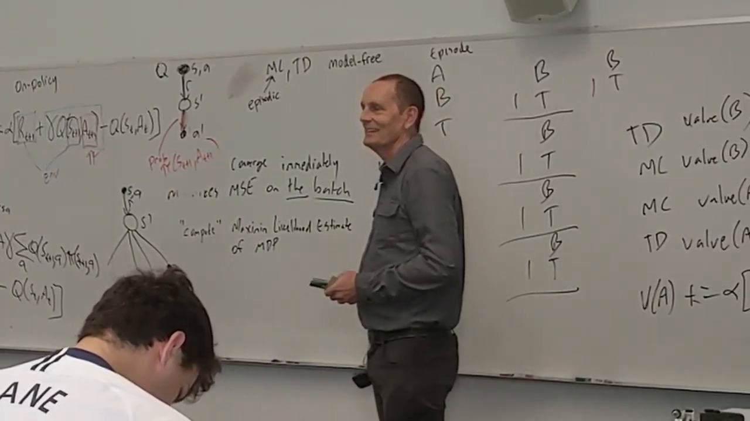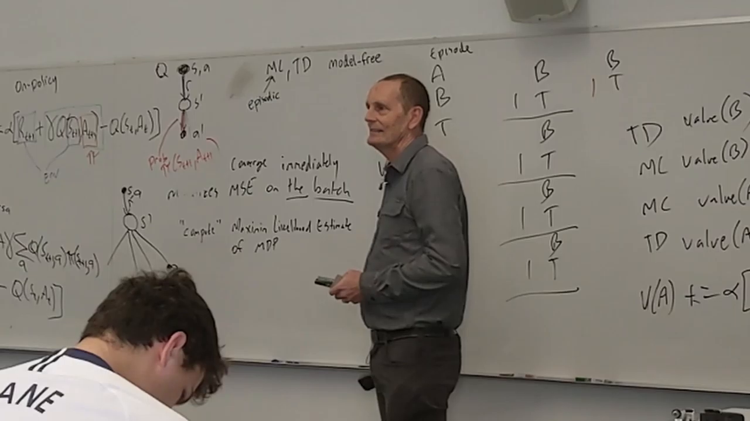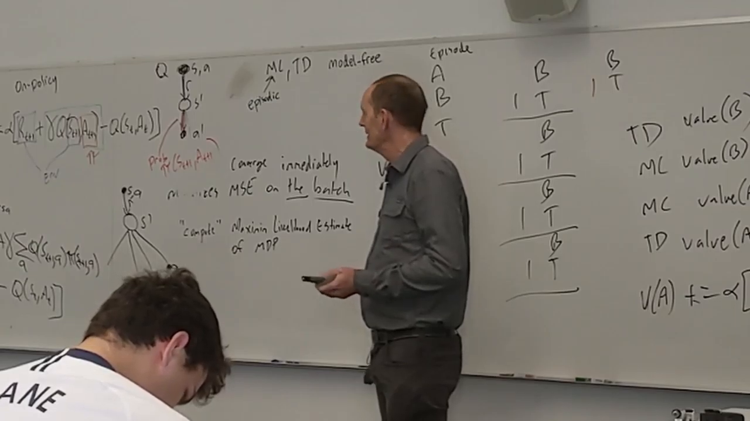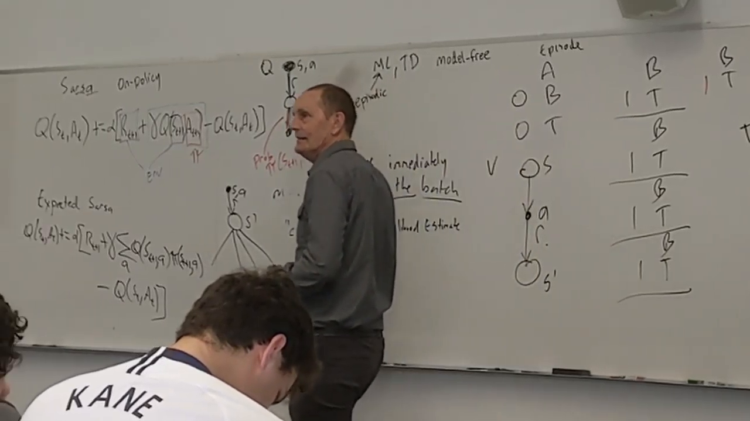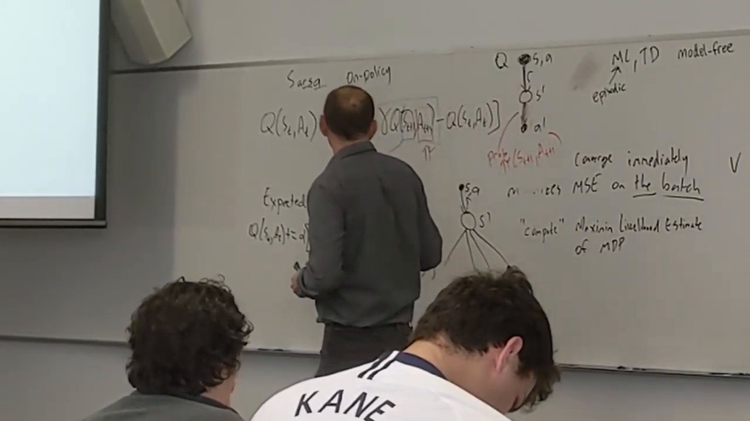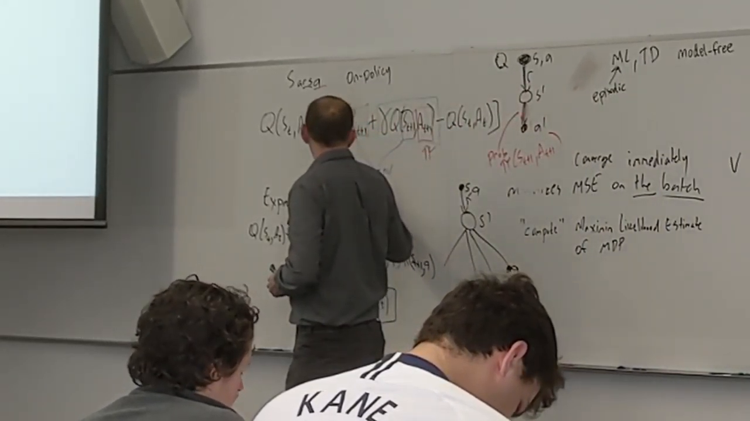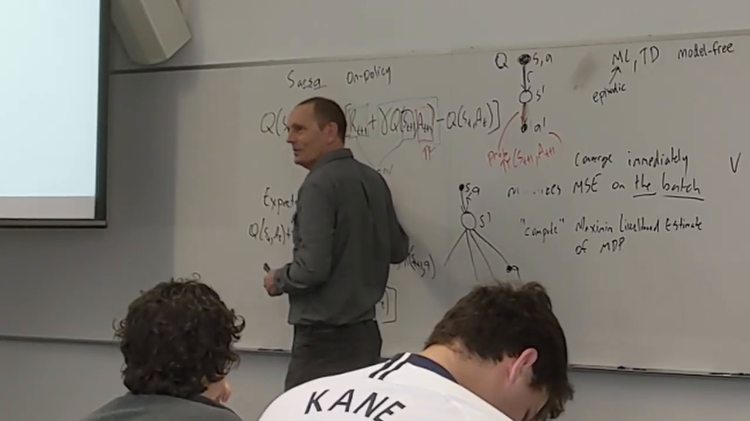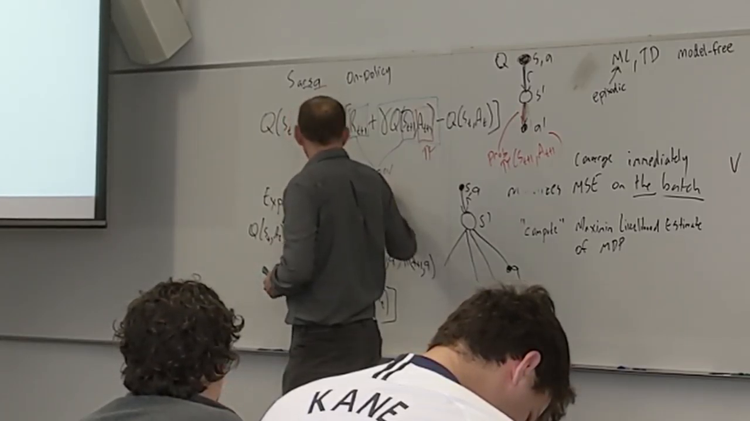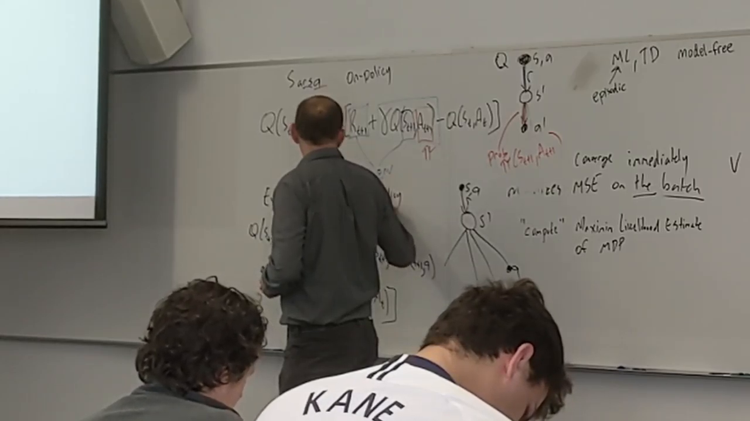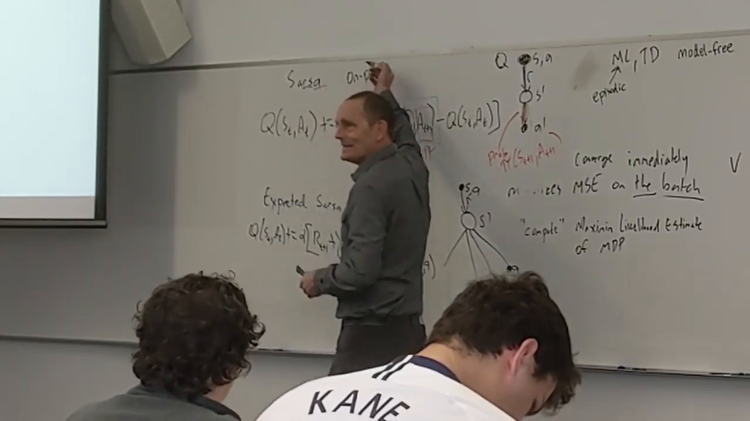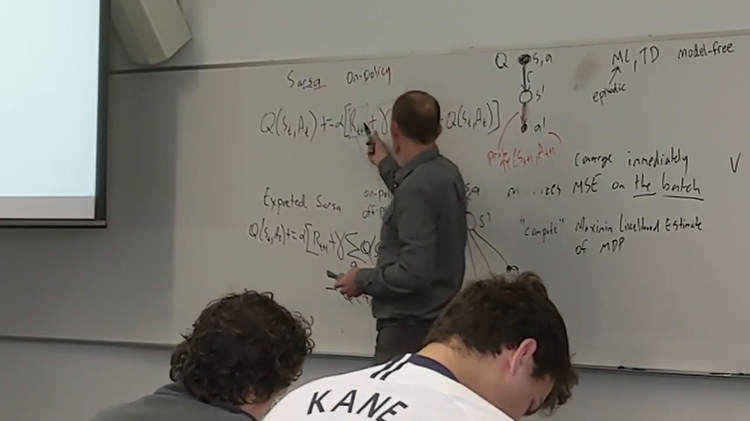So, the only thing that changed, right, is what is the value of taking the next action? In the first case, we said, well, let's just say the next action is the one we take. And this one says, let's just look at all the things you could have done and what their probabilities are. And take this.